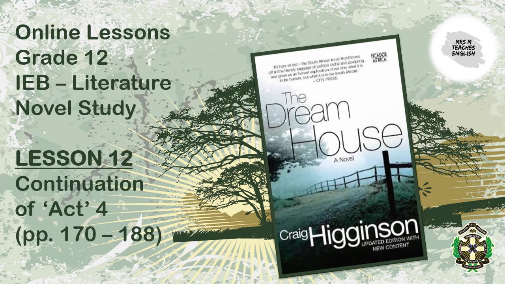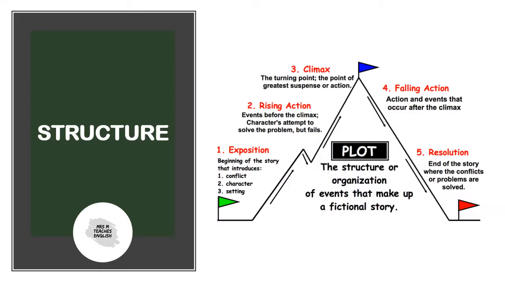The Dream House by Craig Higginson. This is the 12th lesson for IEB Matric students, in which we continue with part 4 of the novel. We are in the falling action of the structure of the novel, which follows the traditional 5-act structure of dramatic plays.